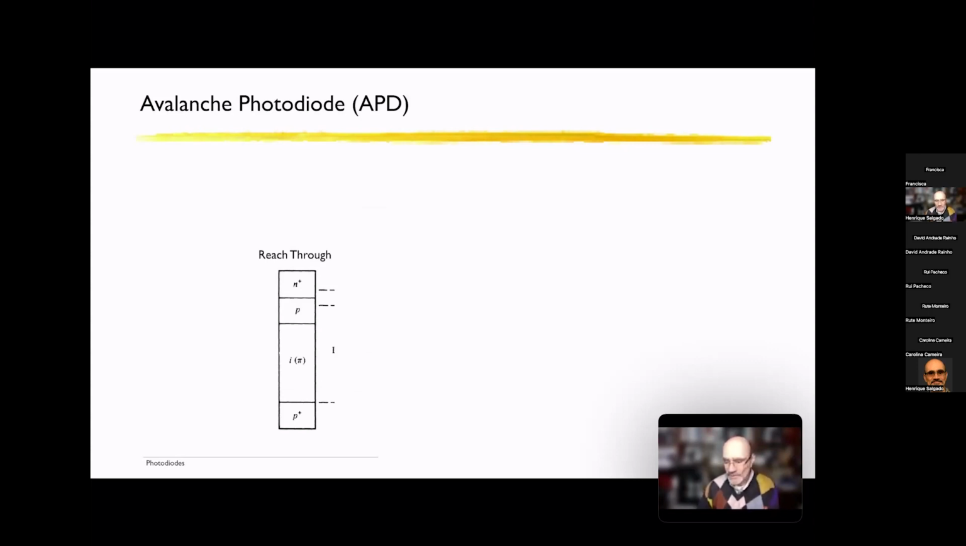So what we're going to see now is a slightly different type of photodiode, which is called the avalanche photodiode. This avalanche photodiode has this type of structure. This specific structure is called reach-through structure, and you're going to understand in a minute why it takes this name.